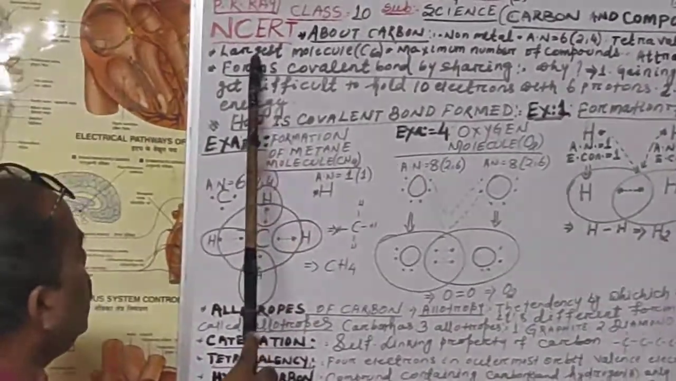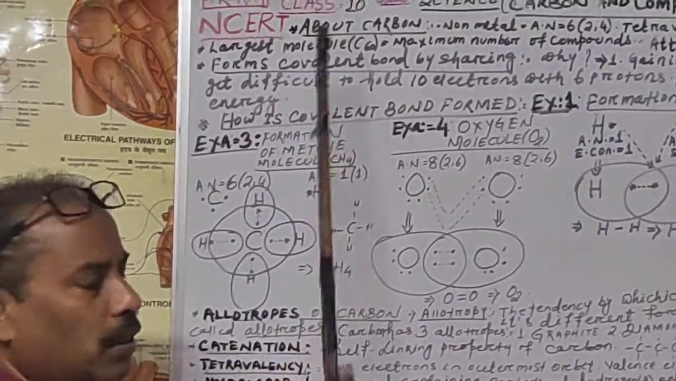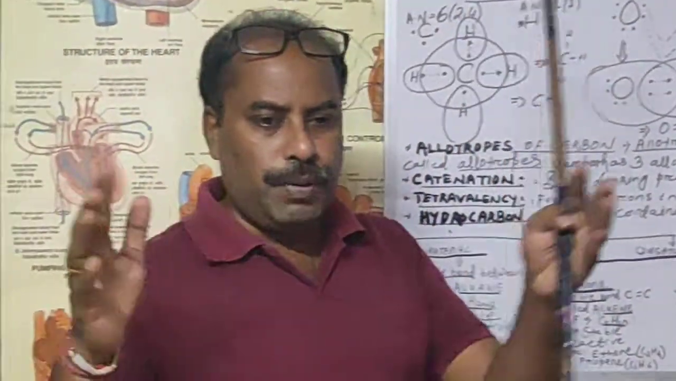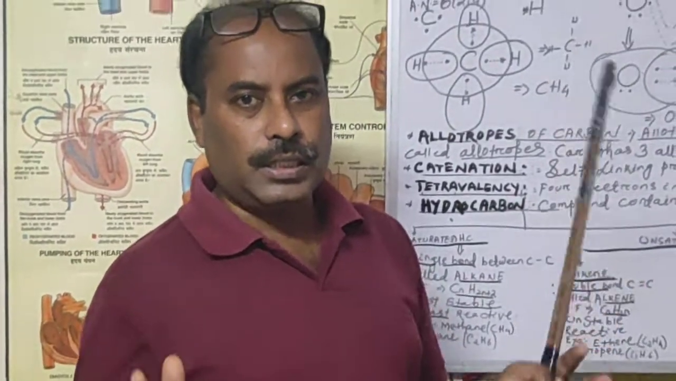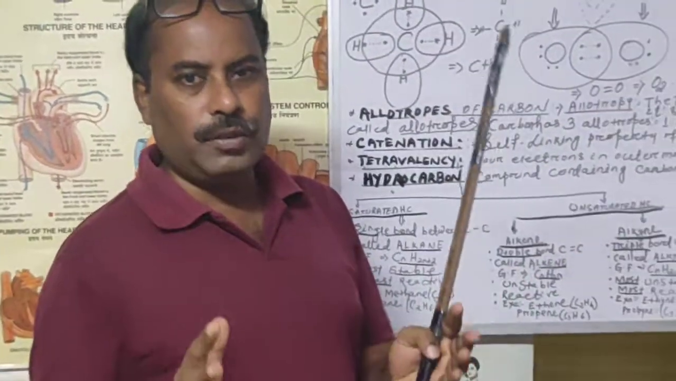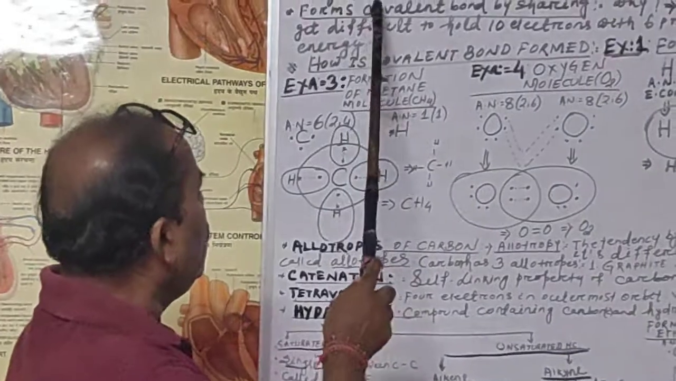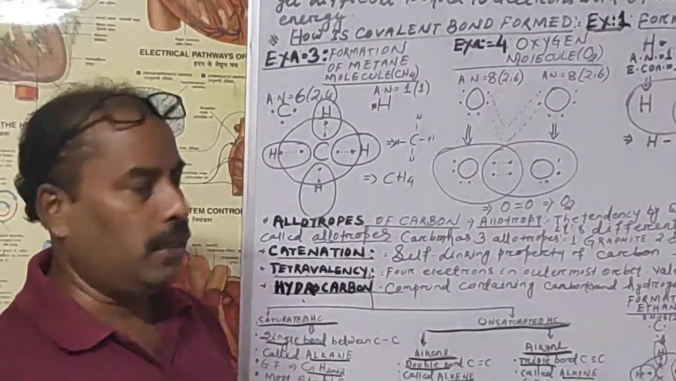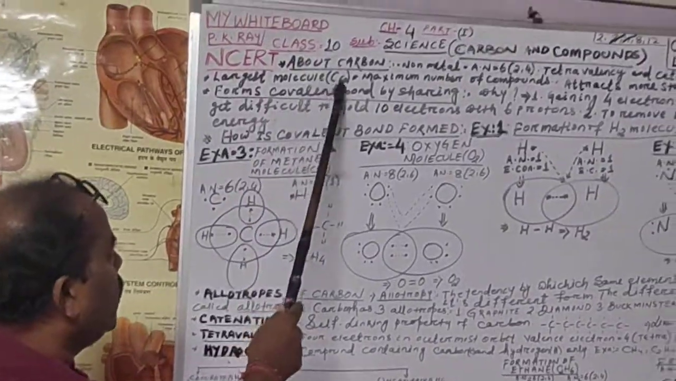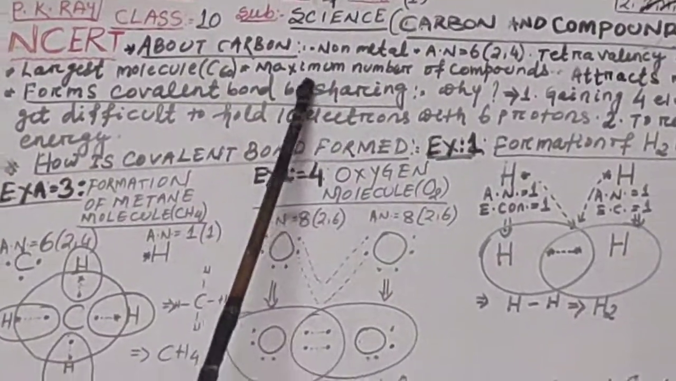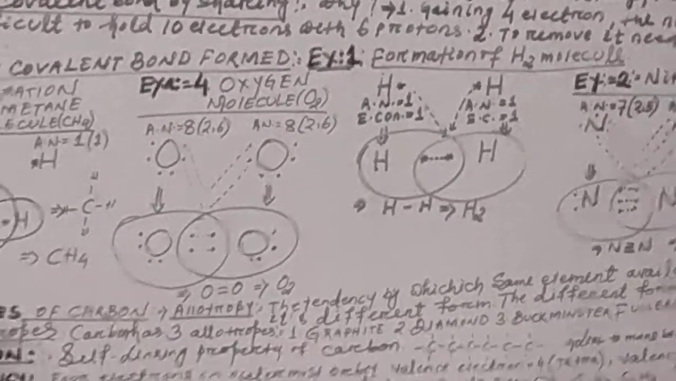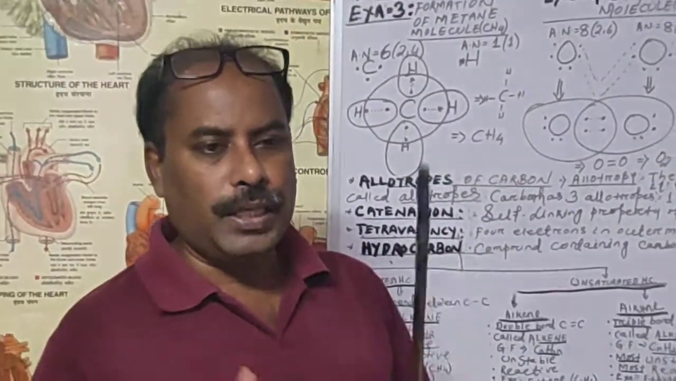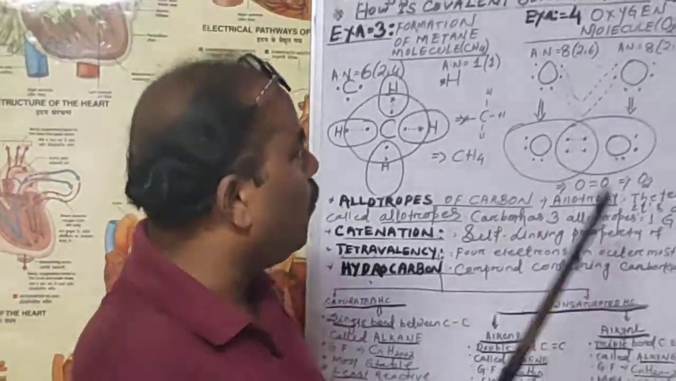Then we see the largest molecule: carbon always connects with other carbon atoms to make a big giant molecule, C60. C60 is an example of the largest molecule, which other elements cannot make. Also, the maximum number of compounds are carbon compounds, because carbon can react with the maximum number of elements to make compounds.